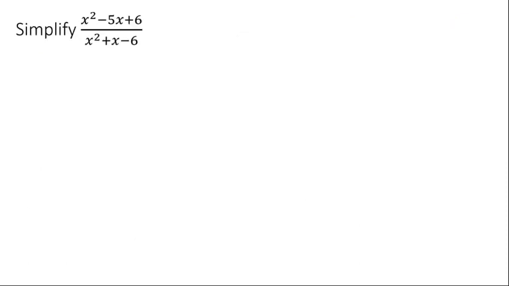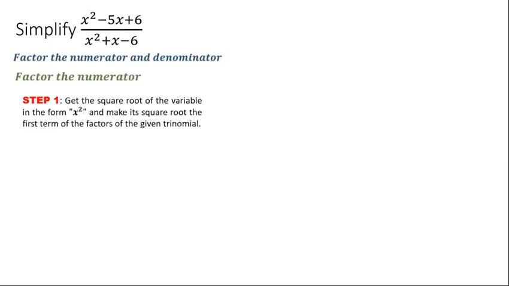Now, next, we have here, simplify x squared minus 5x plus 6 over x squared plus x minus 6. So again, unahin natin ang numerator. And as you can observe, yung ating leading coefficient ay 1. And then yung ating last term ay hindi perfect square. So therefore, we will use the factoring method na factoring general trinomials of the form x squared plus bx plus c.